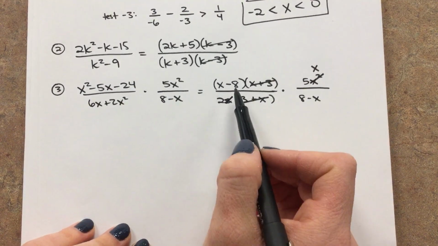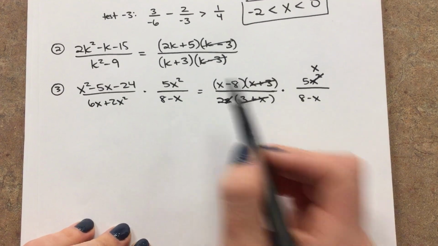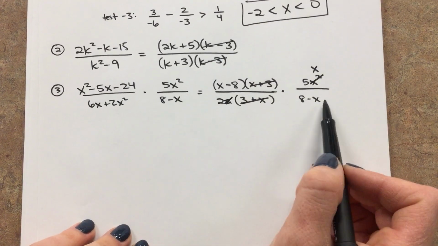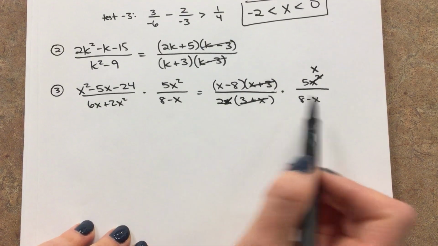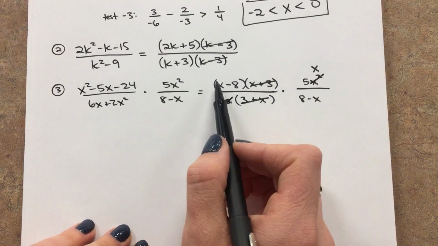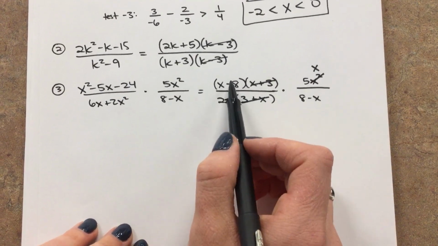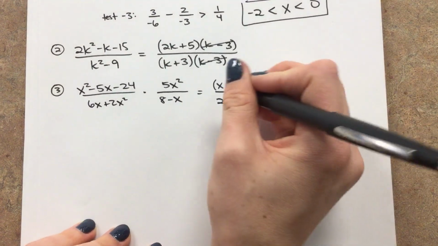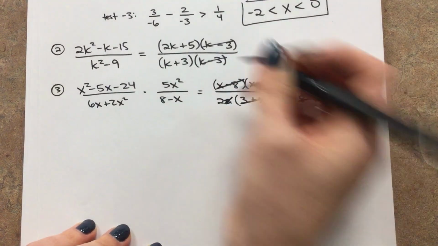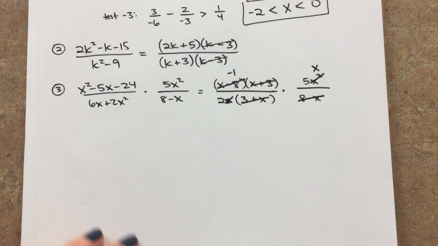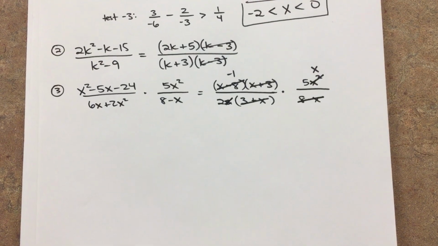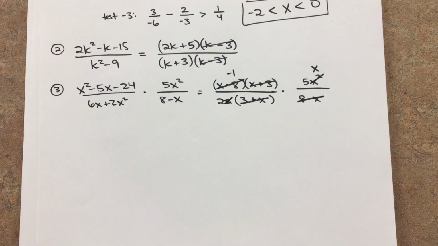And then the one that people miss a lot is the 8 minus x. The x minus 8 and the 8 minus x are almost the same, but they're opposite. The x is positive here, negative here, and the 8 is negative here and positive here. So if you cancel something that's opposite, it leaves a negative 1 behind. That would be like if you had a positive 8 over a negative 8, those would reduce down to a negative 1.